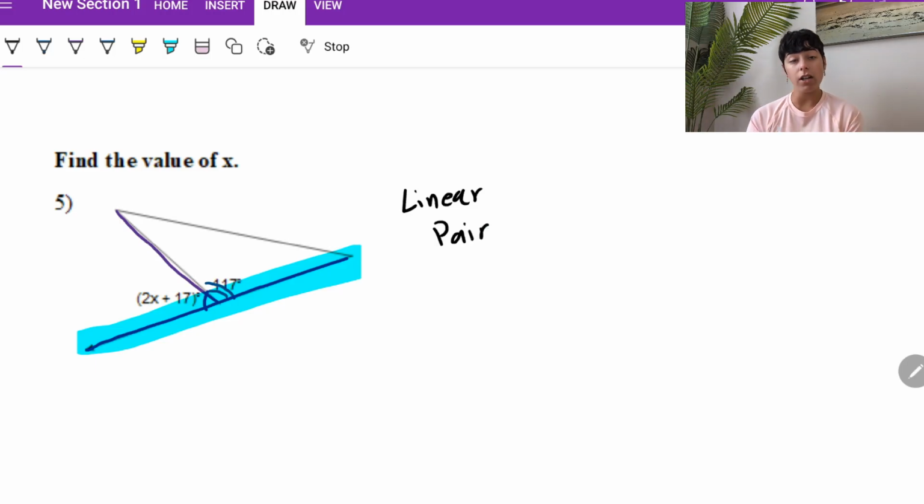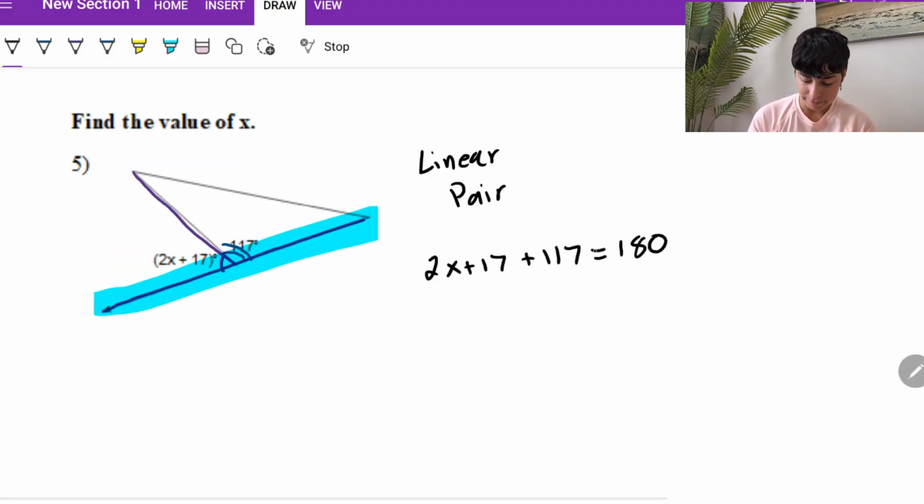And we said earlier, a linear pair is just a pair of supplementary angles. So I can add these two together and equal them to 180. So we have 2x plus 17 plus 117 equals 180. And that is how we would use these relationships to set up our equation. So let's solve for x. I'm gonna put that line down the middle.